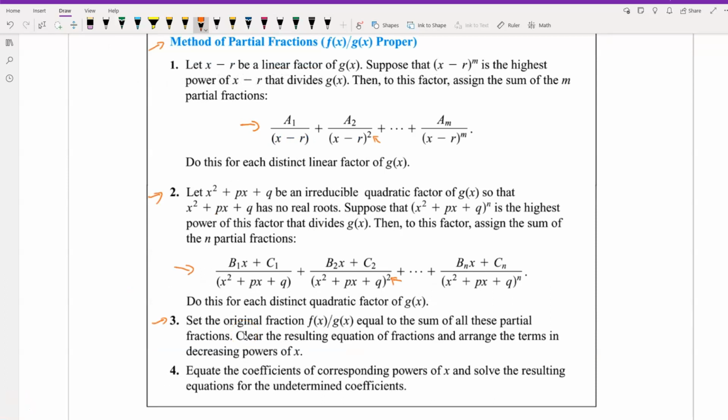Number 3, set the original fraction f of x divided by g of x equal to the sum of all these partial fractions. Clear the resulting equation of fractions and arrange the terms in decreasing powers of x. And number 4, equate the coefficients of corresponding powers of x and solve the resulting equations for the undetermined coefficients.